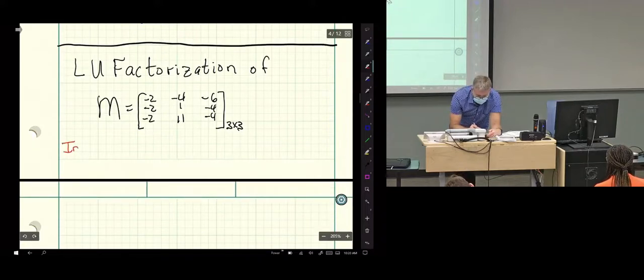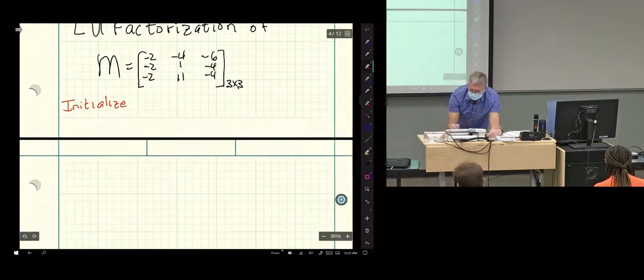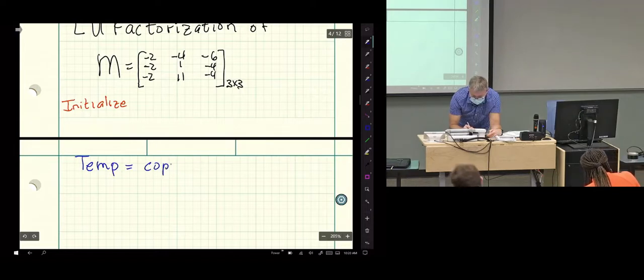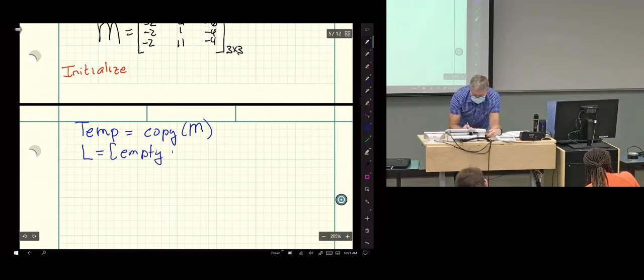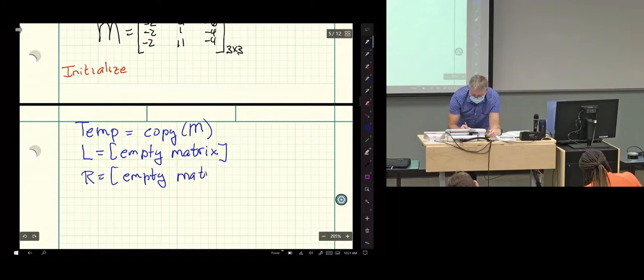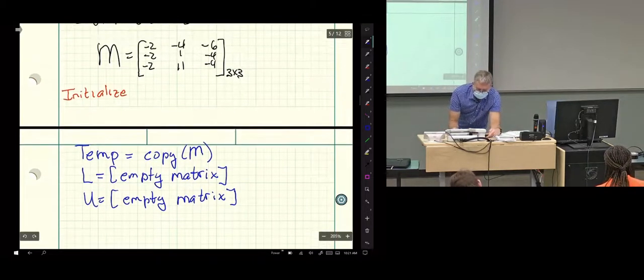I'm going to initialize my algorithm. So I'm going to pretend I'm programming in Julia almost. Okay, so I'm going to say temp equals copy of M. I'm going to set L equal to an empty matrix. Then I'm going to add columns to it. And I'm going to set R equal to an empty matrix, and we're going to add rows to it. Okay, so there's our M.